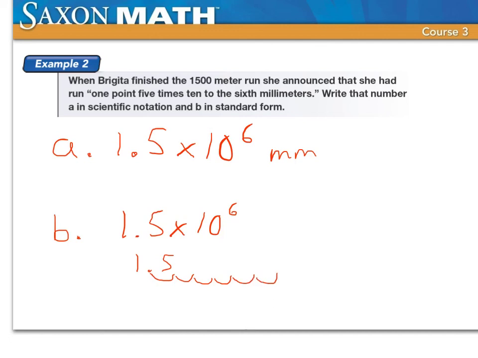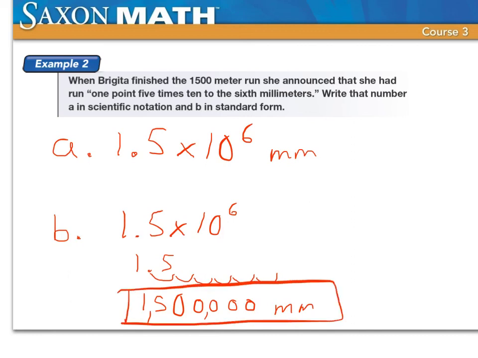Okay? And what that's going to do is that's going to put my decimal clear out here at the end instead. Okay? So I'm not going to have any numbers after my decimal. So now all I need to do to write it in standard form is write the 1 and the 5, and then all these little loops need to be filled in with zeros. So I need 1, 2, 3, 4, 5 zeros afterwards. And then I need to put commas where it's appropriate. And of course label it. So that means she ran 1,500,000 millimeters.